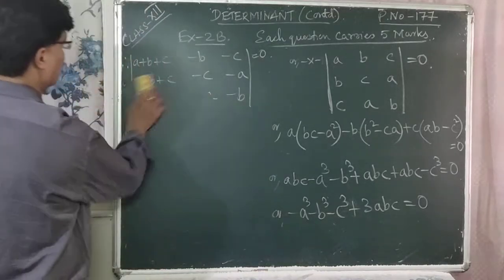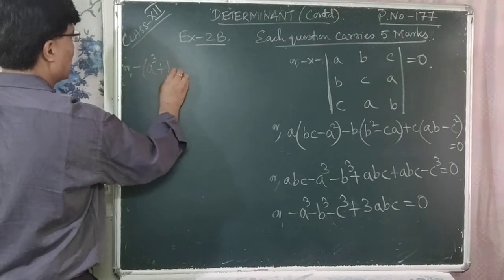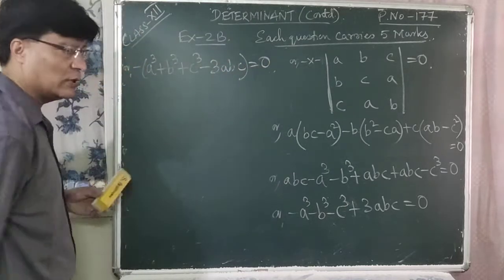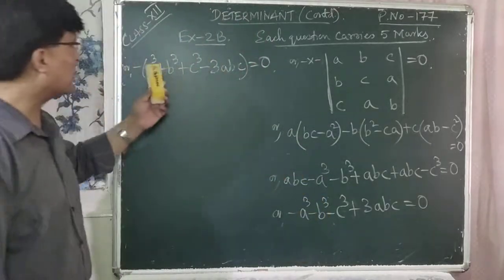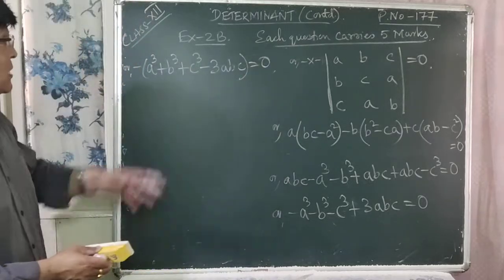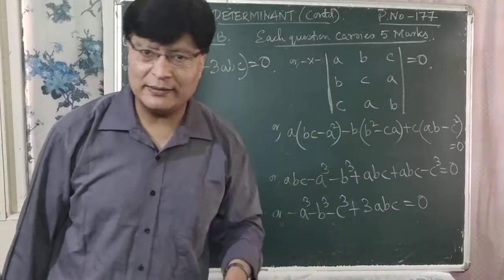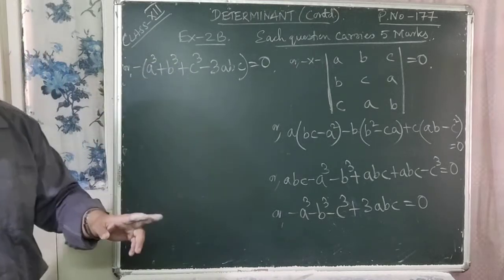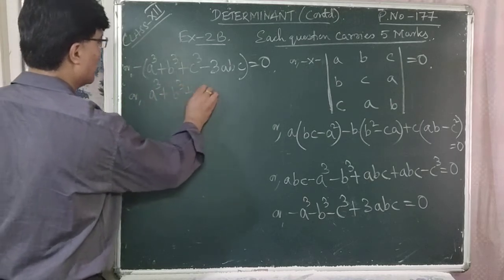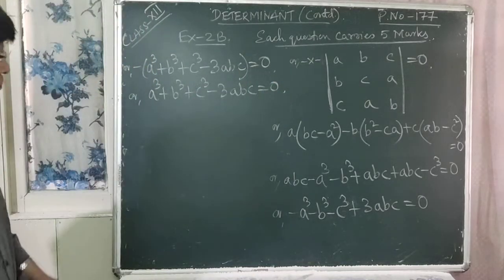So now what will you do? Now you can take minus common here. A cube plus B cube plus C cube minus 3ABC, which is equal to 0. Now here minus is taken common, isn't it? So within bracket what do we have? A cube plus B cube plus C cube minus 3ABC bracket close, which is equal to 0. Actually minus 1 is taken common, but minus 1 is not equal to 0, so you don't have to write this minus sign. So what do we get? A cube plus B cube plus C cube minus 3ABC, which is equal to 0. Okay.